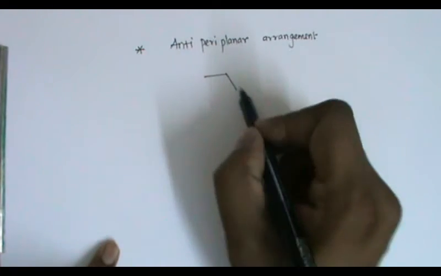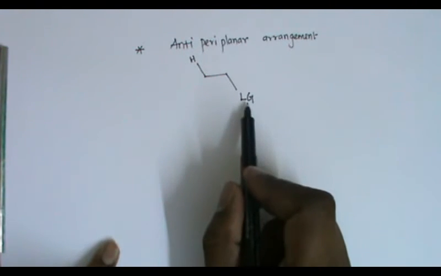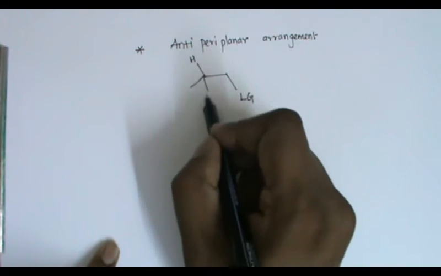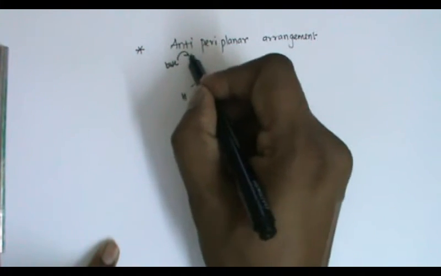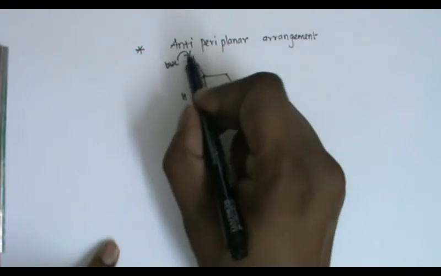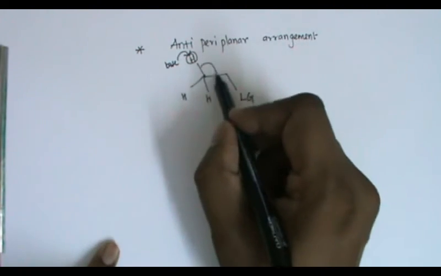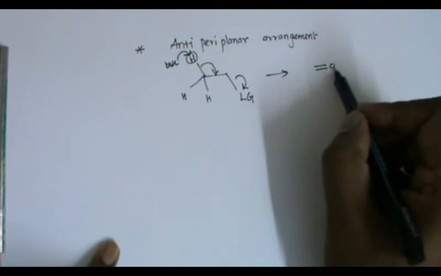Or anti-coplanar. What is that? During the mechanism, I mentioned that the hydrogen which is trans to the leaving group is the only one taken by the base. The base takes the proton which is trans to this. So this is taken and this bond falls here to give the product.